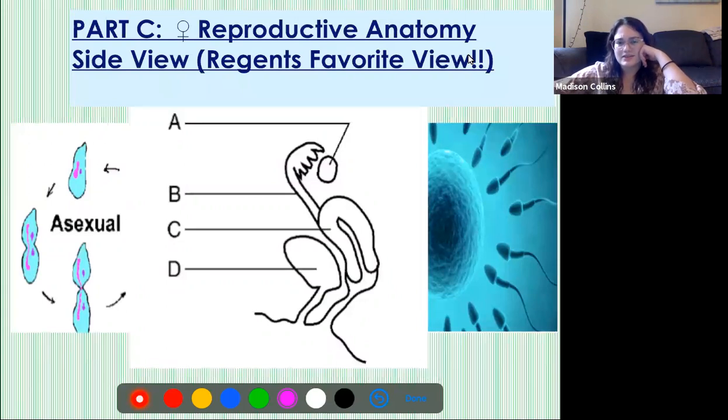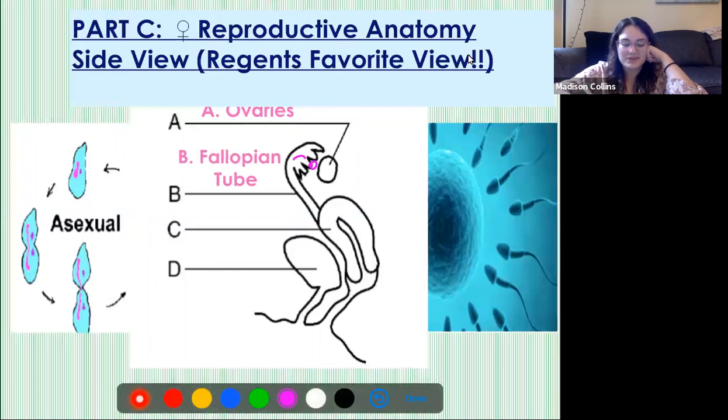So A is going to be, again, the ovaries. I know it's a weird viewpoint, but that ovary is where the eggs are going to be released into the structure B, which is the fallopian tube. The egg will then travel through those fallopian tubes into the next structure that we know as the uterus. And again, if that egg is fertilized in the fallopian tubes, it's going to implant itself in the wall of the uterus.